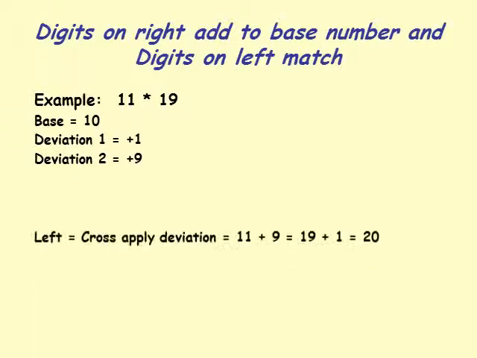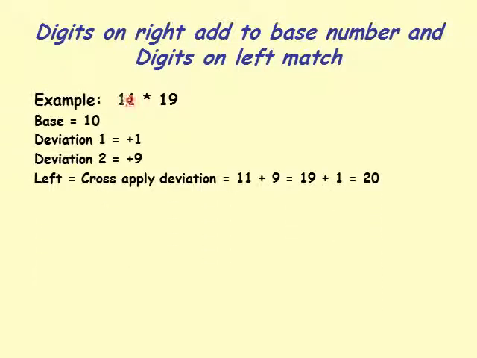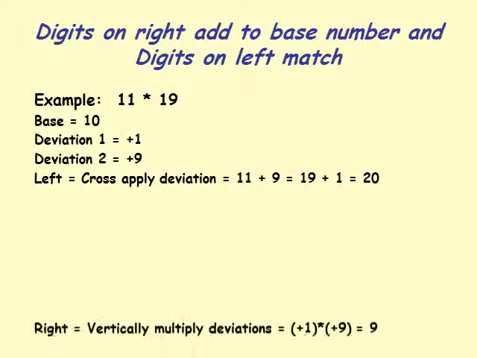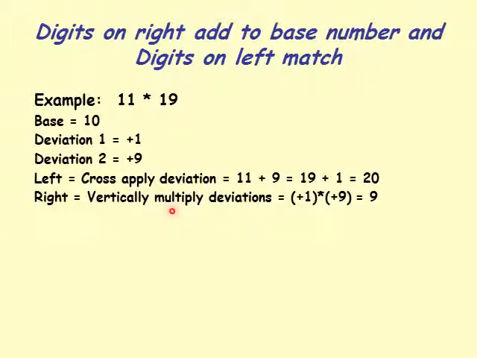Compute the left by cross adding: 11 plus 9 is 20, or 19 plus 1 is 20. On the right, vertically multiply the deviations, 1 and 9, which is 9. Base is 10, number of zeros is 1, so the number of digits allowed on the right is 1, and 9 has 1 digit. So the answer is 209. You can also do base times left plus 9: 10 times 20 plus 9 is 209.